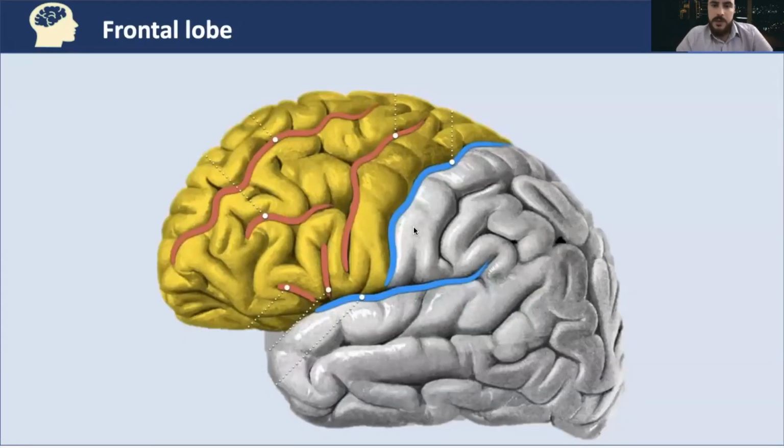Starting from the frontal lobe, the yellow areas here represent the frontal lobe. Here we have the demarcation of the central sulcus that separates the frontal lobe from the parietal lobe. Here we have the Sylvian fissure. The Sylvian fissure, or the lateral sulcus, has three main components. That's important to keep in mind. It has a posterior ramus that goes posteriorly and superiorly, and two anterior components, the anterior ascending ramus and the anterior horizontal ramus. This is the anterior ascending and this is the anterior horizontal ramus.